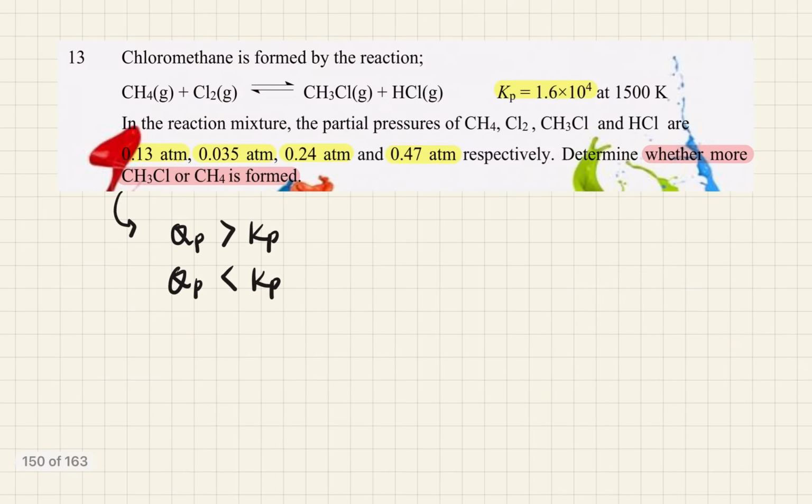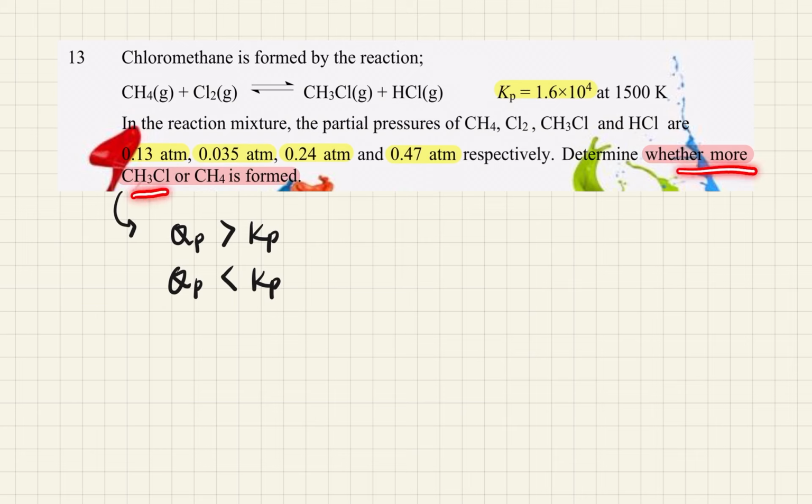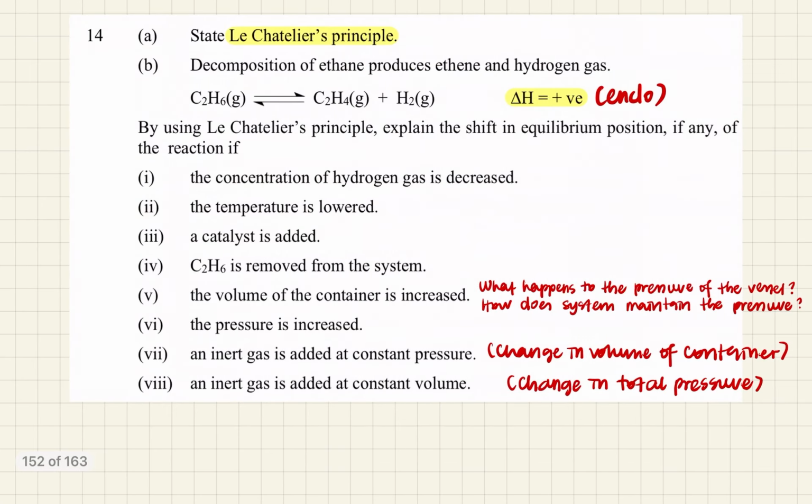This question is the same, just that the difference is this is Kp. So find your Qp, whether it is larger or smaller than your Kp. Then you have to make a conclusion whether more product or reactant is formed. Next, number 14, state Le Chatelier's principle. This one I like, Le Chatelier.